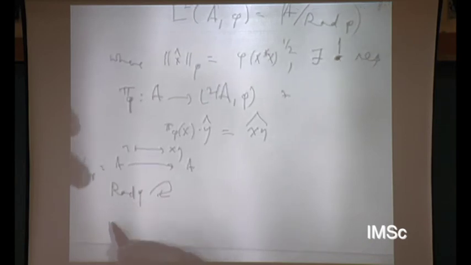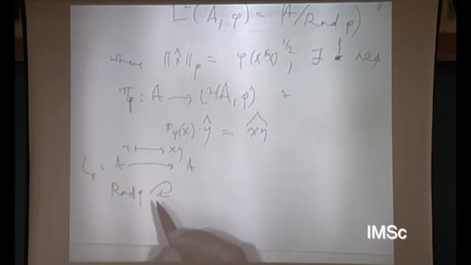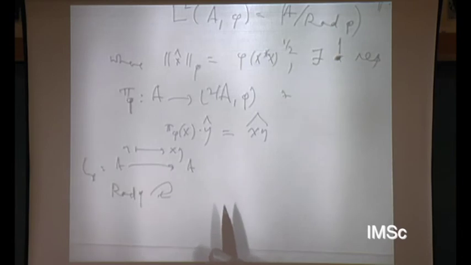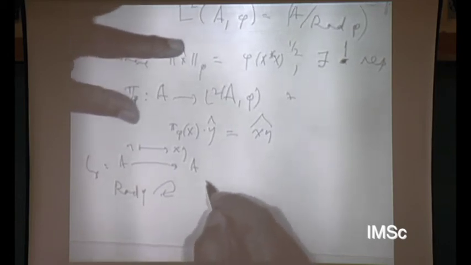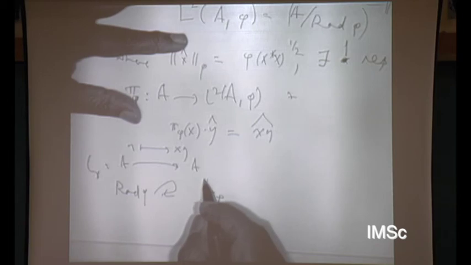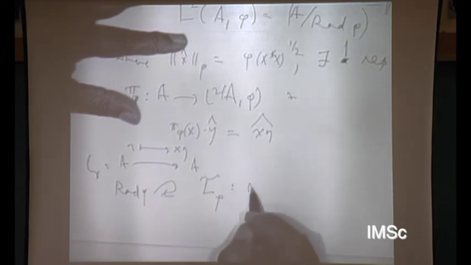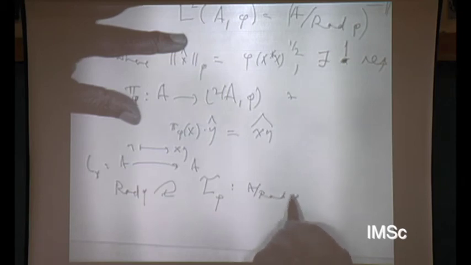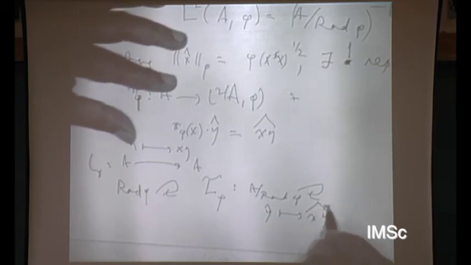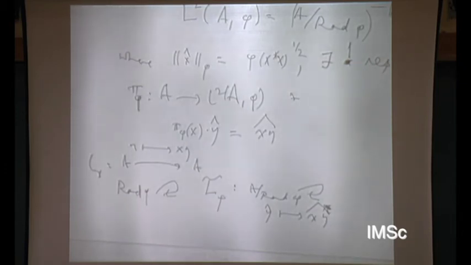And hence it will give you a well-defined mapping of the quotient to the quotient, by the first homomorphism theorem or something. If something kills the kernel, then it will give a map on the quotient. So this will give you an L phi tilde, let us say, from A mod rad phi to itself, sending y hat to xy hat. Right? y went to xy on top, you can push it down to the quotient, that's what this is.